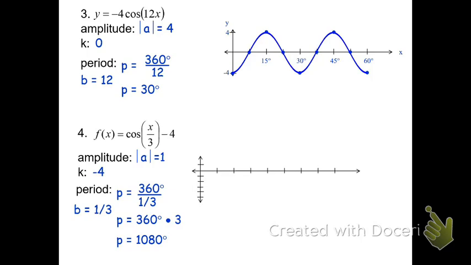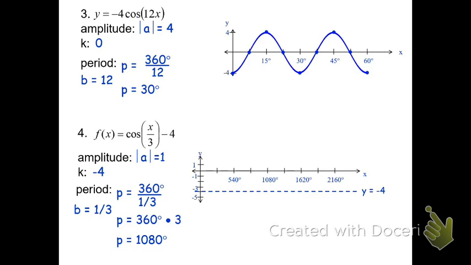So we go out to the fourth tick, 1 cycle, and call that 1080. Half of 1080 degrees is going to be 540 degrees, and then counting up by 540s, we get 540, 1080, 1620, and finally 2 cycles at 2160 degrees. Now scaling the y-axis. The center is going to be -4. We need to be 1 unit above and 1 unit below. So 1 unit above -4 would be -3, and 1 unit below -4 would be -5. So centered at -4, 1 unit above and 1 unit below.